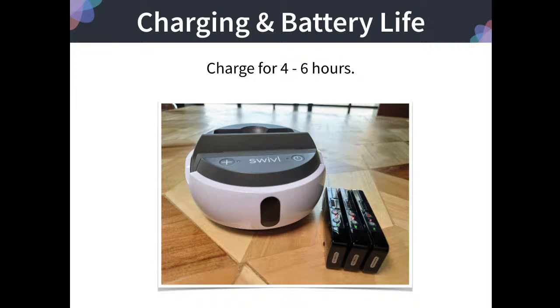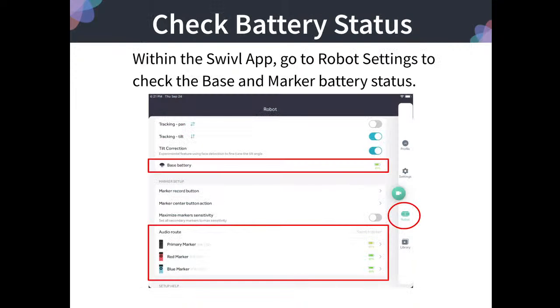The next slide is checking the battery status. If you needed to check inside of the app itself, where would I go to check my battery life? Inside of the app, you're going to go to the robot settings, and you'll be able to see the base battery life as well as the marker battery life. So you'll be able to see both of those in that Swivl app under the robot settings.